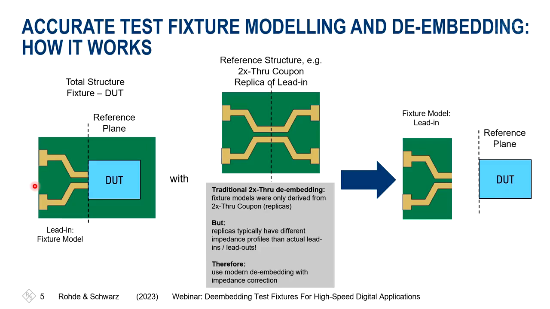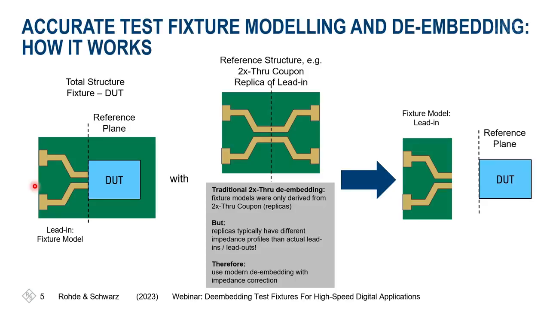How do we characterize? We need a reference structure. This reference structure typically is a 2x through. The 2x through consists of a replica of the test fixture model and a mirrored replica of this test fixture model. What do we get out of this? We get the model for the lead-in. This is what we are using here. And of course, with this, we can characterize the DUT by itself, which means we are shifting the reference plane directly to the DUT.